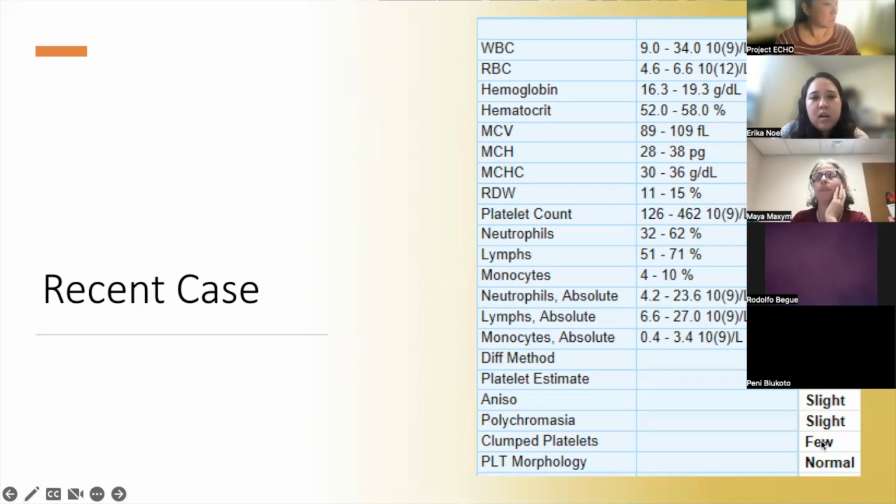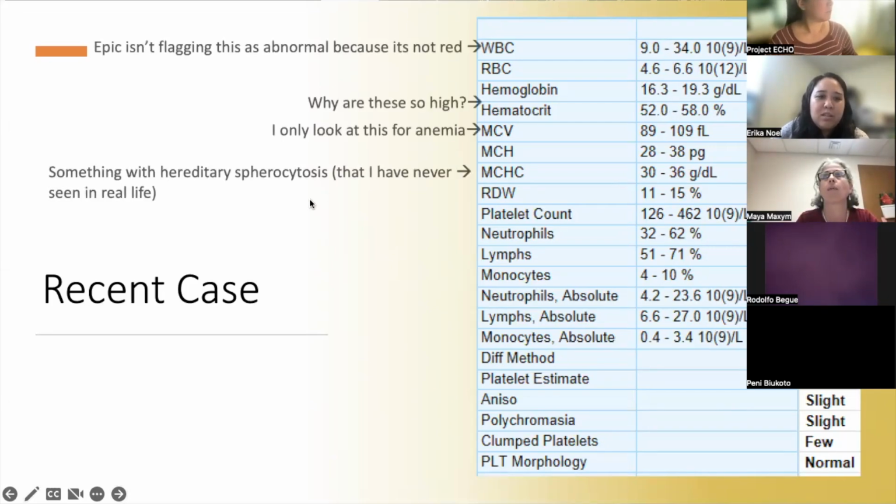And what prompted this talk was a recent case that I had in which I had a newborn. And this is what a complete blood cell count looks like, with the white count, red count. We'll go through some of these terms in just a bit. But when I looked at it, it's been a while since I saw a newborn that had some abnormal counts. Because for me as a pediatrician, I'm looking at it and I'm like, well, Epic isn't really flagging this as red, so that means it's probably okay. Why are these values so high, the hemoglobin and the hematocrit?